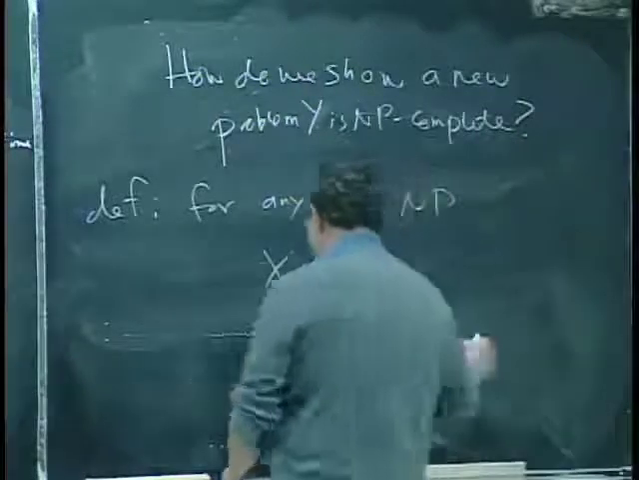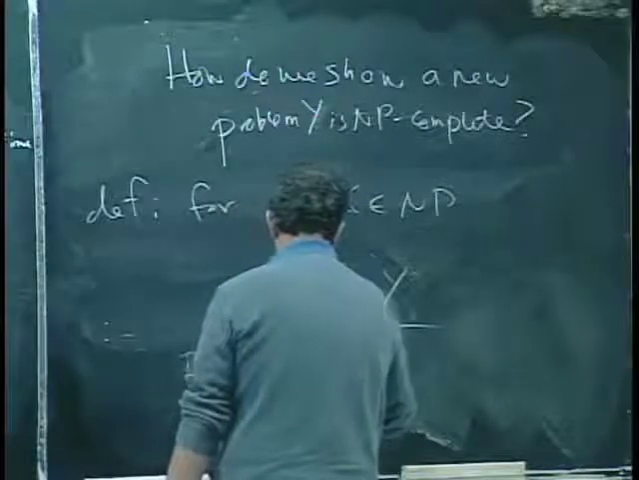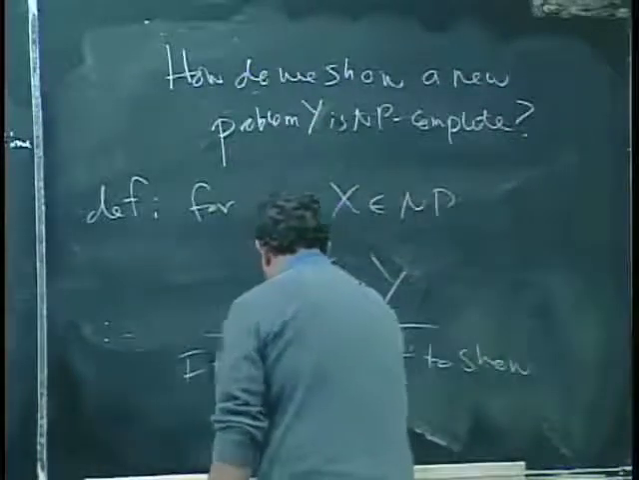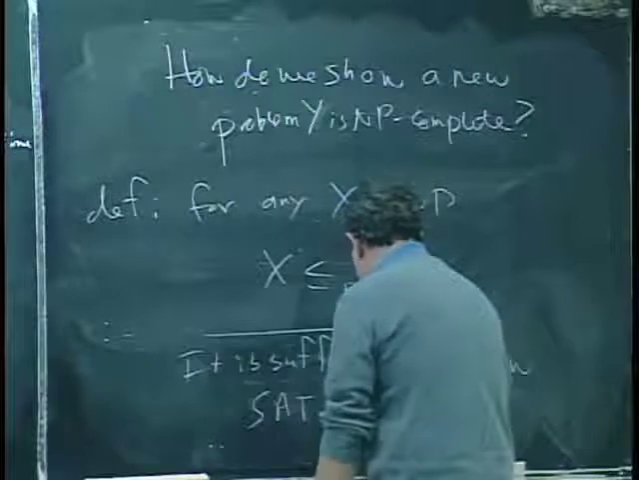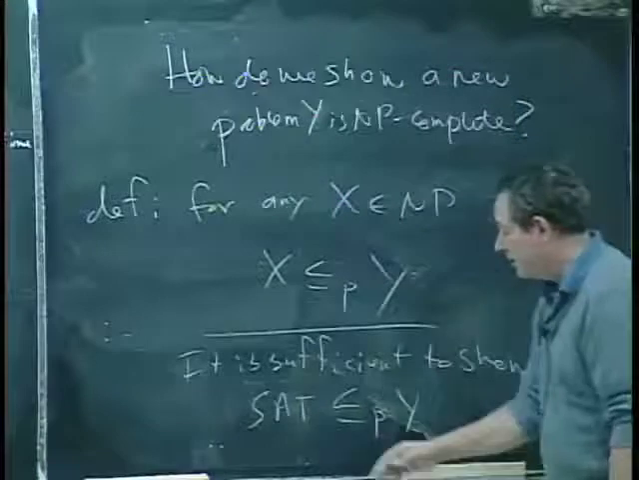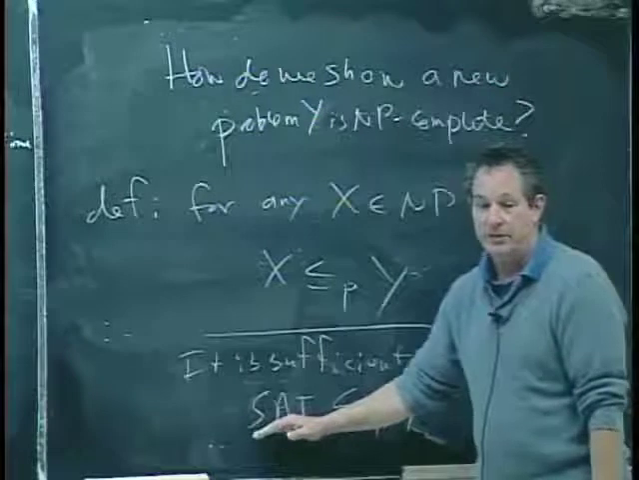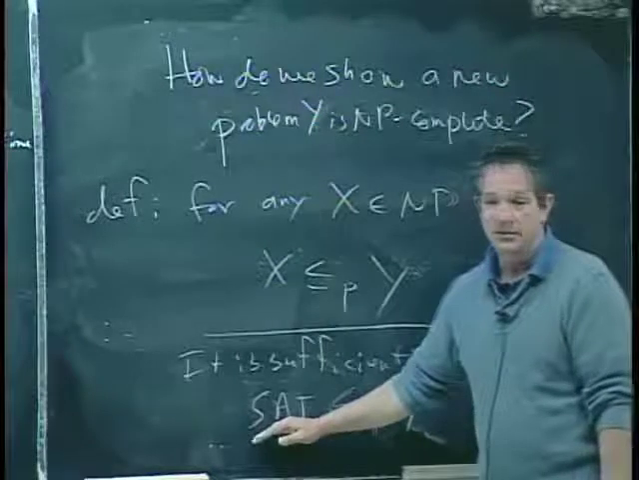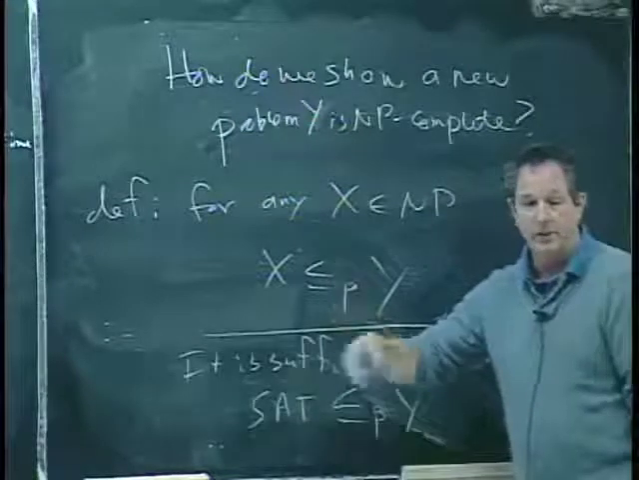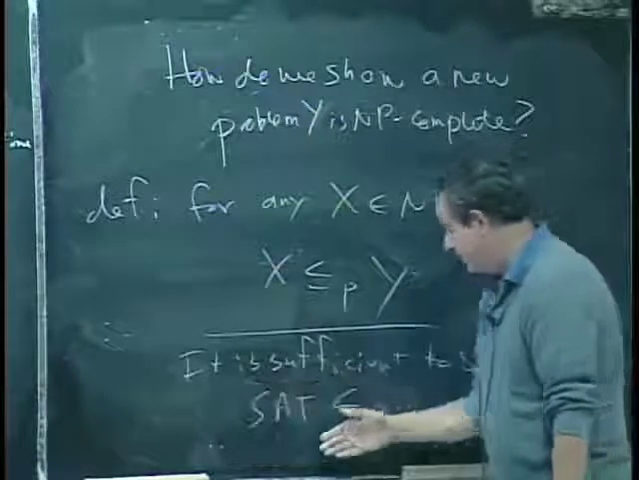It is sufficient to show SAT, a specific known NP-complete problem, reduces in polynomial time to Y. Because we know that every problem in NP reduces in polynomial time to SAT. We know that because SAT is NP-complete. So if SAT reduces in polynomial time to Y, then by transitivity, by the fact that polynomials are polynomials, every problem in NP reduces to Y.